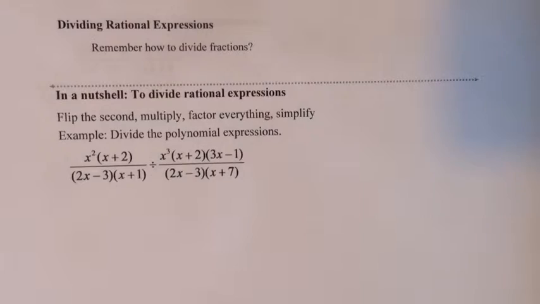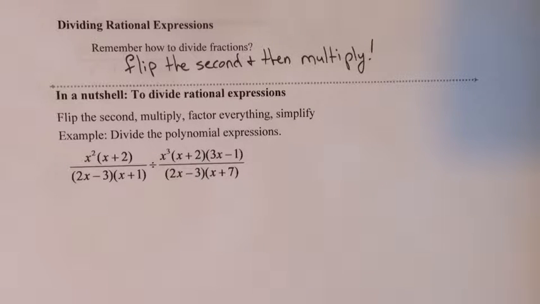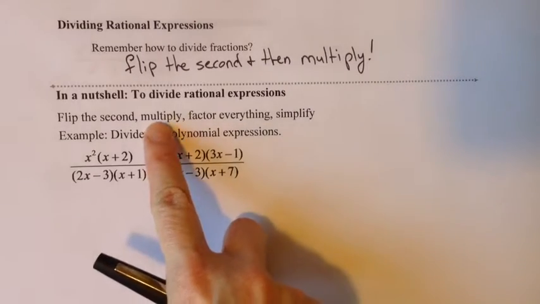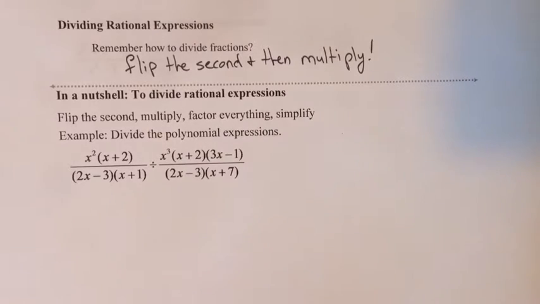Our next topic is dividing rational expressions. This really isn't that much different than multiplying rational expressions. Do you remember what you did when you divided fractions? Hopefully you remember that when you divide fractions, you flip the second fraction and then you multiply straight across, just like regular multiplication. Dividing rational expressions is just the same idea. We will flip the second one, multiply straight across, factor everything we can, and then simplify. Notice that from here, multiply, factor, simplify, it's just the same steps as multiplying rational expressions. So let's go ahead and do an example.